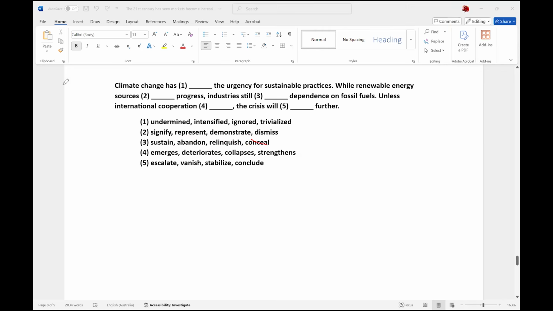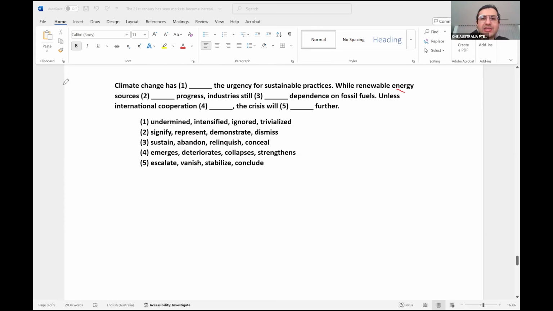And conceal is also negative. Conceal means to hide something. It is the opposite of reveal. So the correct answer should be sustain. Industries still sustain dependence on fossil fuels. So in a way, it means they still have dependence on fossil fuels.